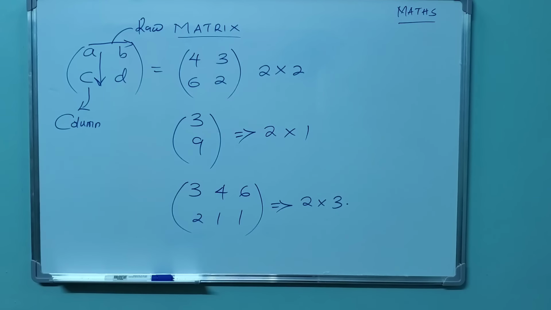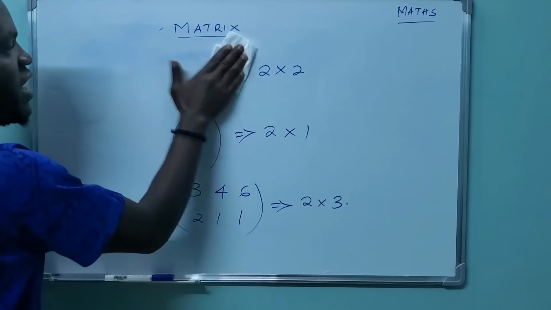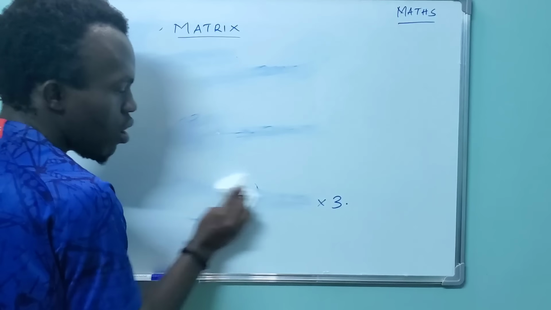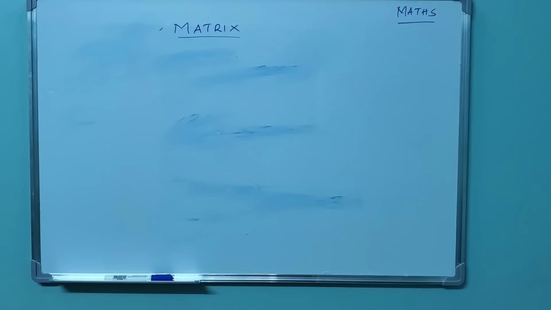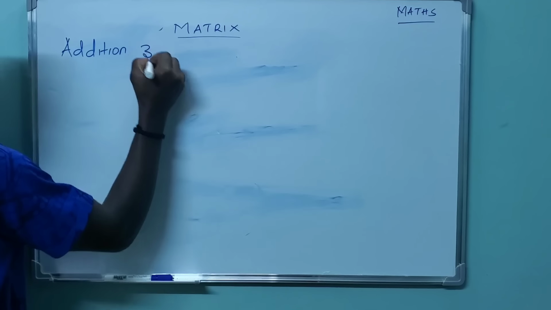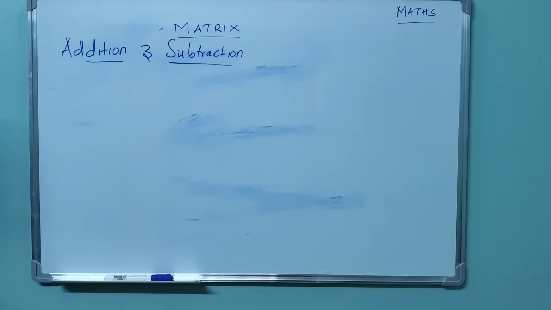Now, let us begin operations of matrices. Under operations of matrices, I want us to begin with addition of matrices. We're going to start with addition and subtraction. Under addition and subtraction, this is very basic, very simple. Why? Because whenever we are adding or subtracting matrices, we are going to focus on the position of each number in that matrix.